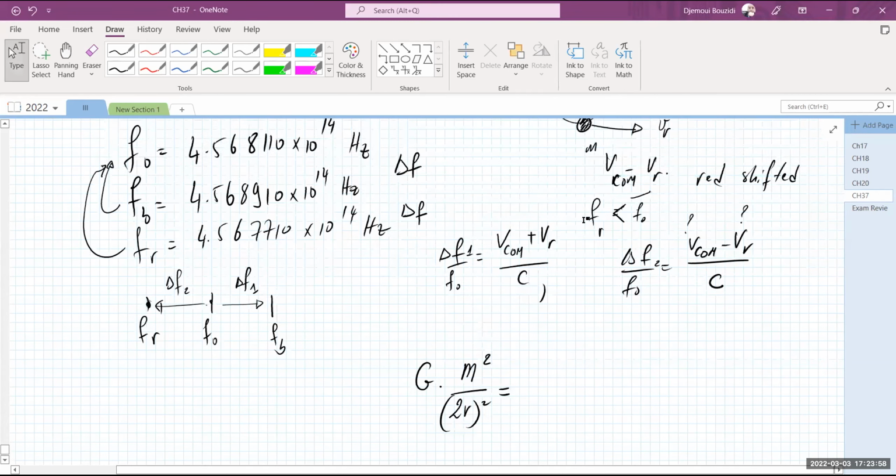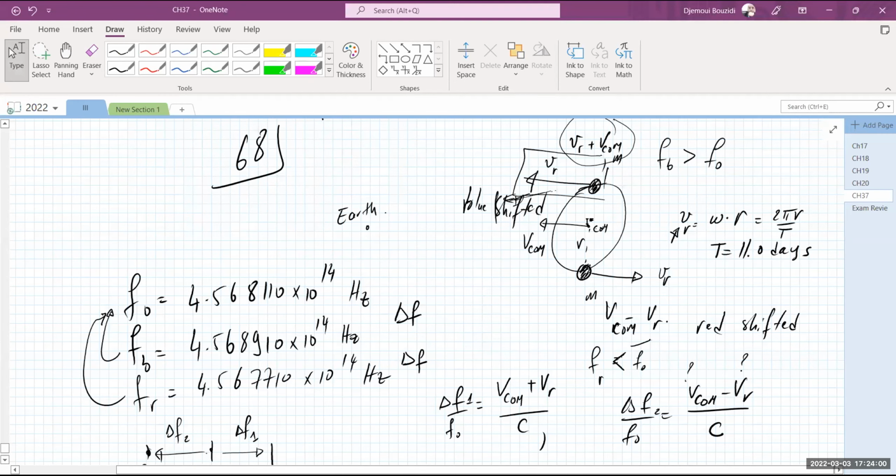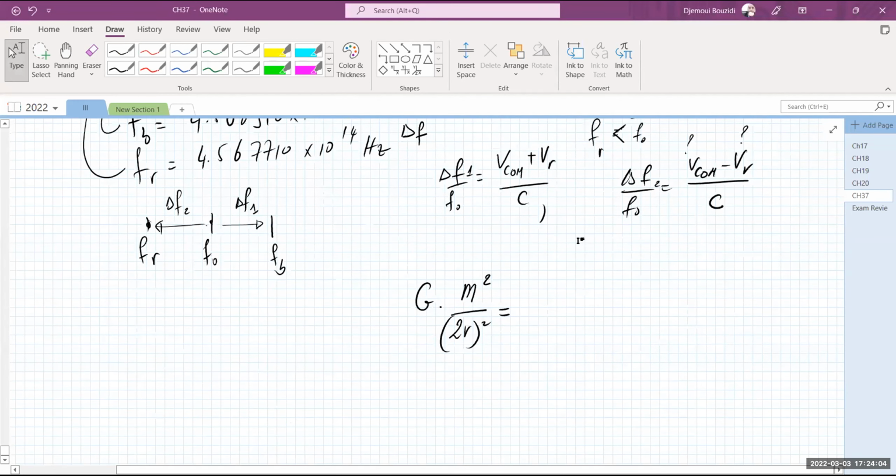Ma, because they're going in a circular path, is m times omega squared R, or m times v squared over R, okay? M times v squared, which is that same velocity squared over R. Cancel the R with the R squared in here, and the M with the M squared in here, so you're going to find G times M over 4R is equal to VR squared, okay? From here, you should find the mass of the star.